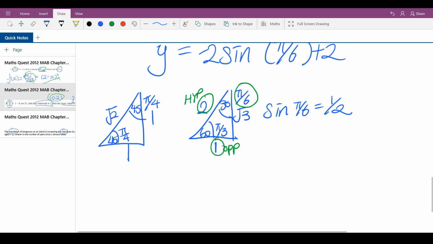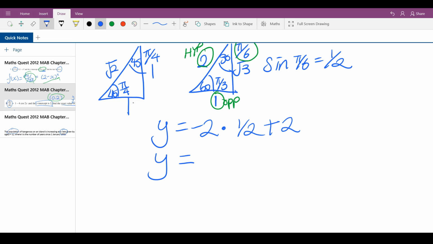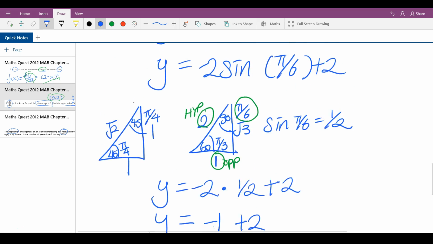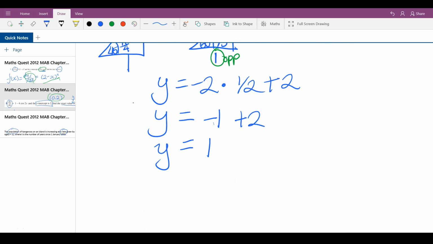Knowing that, we can bring it back into the equation. So y equal to -2 sine. Oh, sorry, no more sine anymore, we already solved that. So -2 multiplied by 1/2 plus 2. Now, remember our BOMDAS. Multiplication comes first. So -2 times half would give us -1, plus 2. So y would give us 1. So the exact value when x is equal to pi over 12 would be 1. That's it.